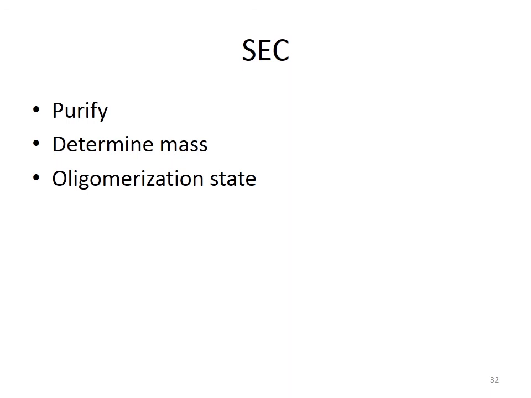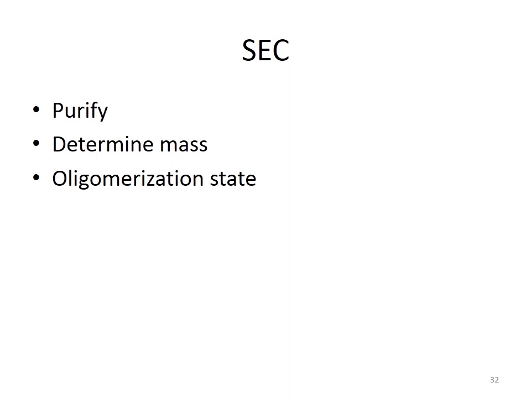In this manner, size exclusion chromatography can be used to determine the molecular mass and also to find the types of the monomers which are present in a given protein. Also, this could be used to determine the oligomerization state of a protein.